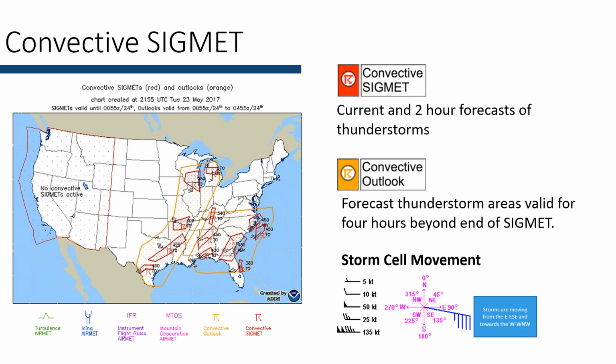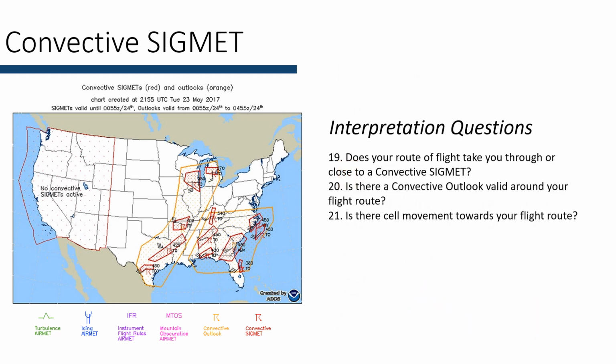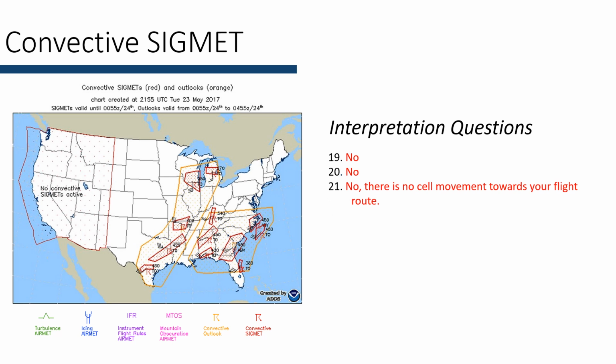Wind-like barbs are also present on convective SIGMETs to indicate the speed and direction of individual storm cell movement. This brings us to our next set of interpretation questions. Please read through the questions and write down your answers. Let's go over the answers. Question 19. Does your route of flight take you through or close to a convective SIGMET? The answer is no.